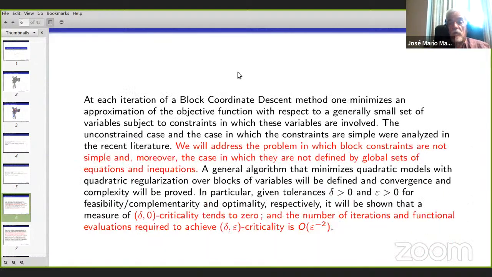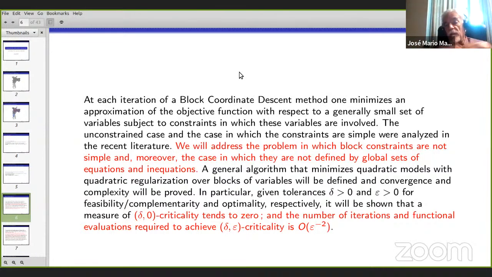Okay, so in block coordinate search, at each iteration, one minimizes. This is general now. I am not talking about the specific motivating problem with which I began. At each iteration, one minimizes an approximation of the objective function with respect to a generally small set of variables, subject to constraints that correspond to these variables. That is to say, we have constraints here. The unconstrained case and the case in which the constraints are simple were analyzed in the recent literature, in particular in a paper of our group. Here, I am going to address the problem in which block constraints, the constraints for each block, are not simple, and moreover, the case in which they are not defined by global sets of equations and inequations.